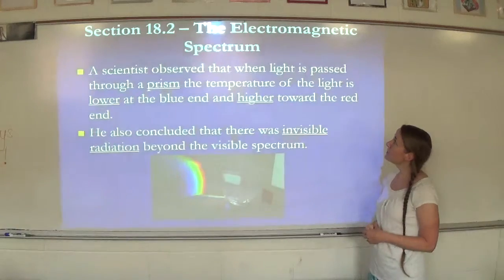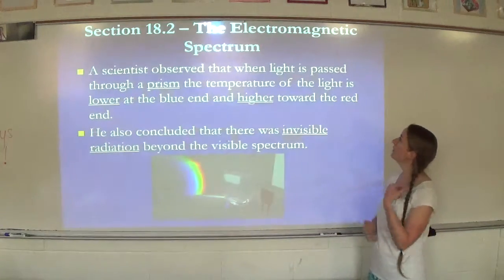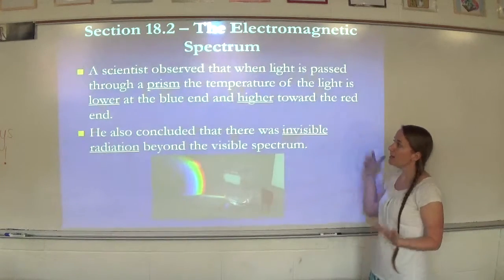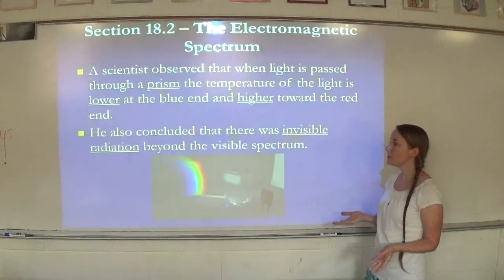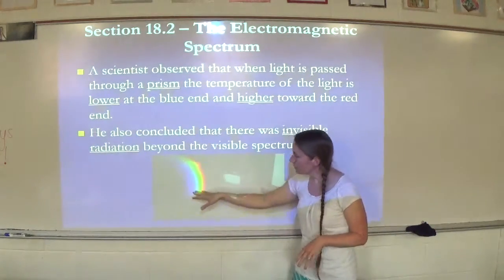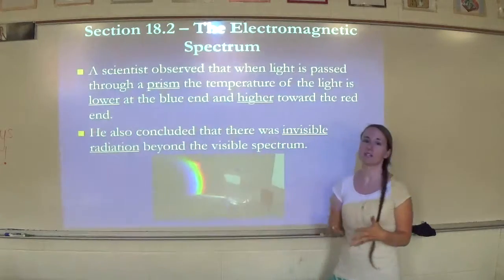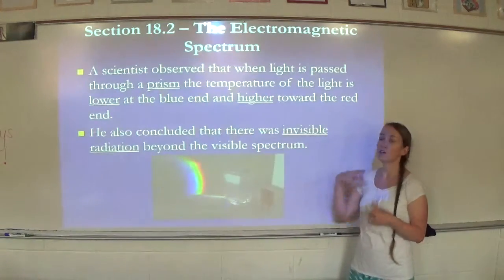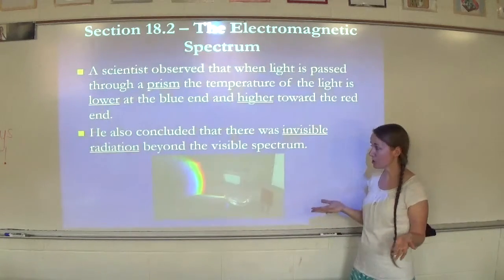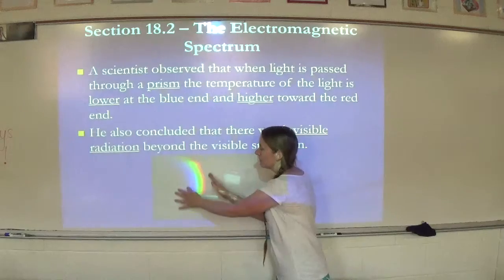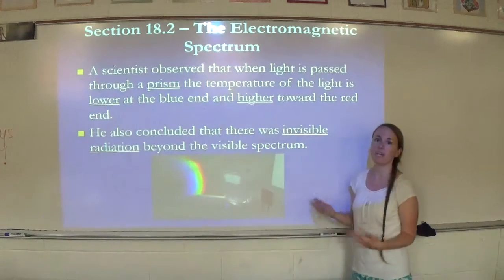So a scientist observed that when light is passed through a prism, the temperature of the light is lower at the blue end and higher towards the red end. He also concluded that there was invisible radiation beyond the visible spectrum. So what he did was he set up a prism and he put thermometers there and measured the temperature of the different colors of light, and noticed the different colors of light actually had different temperatures. And he concluded that there must be waves on either side of the rainbow that we actually can't see.